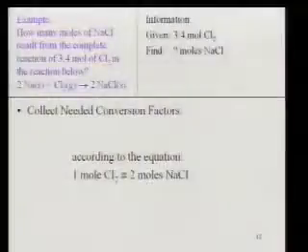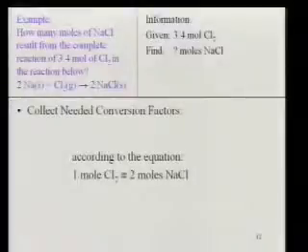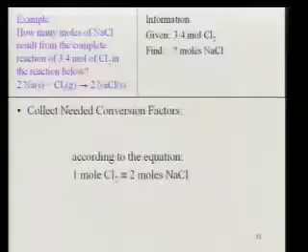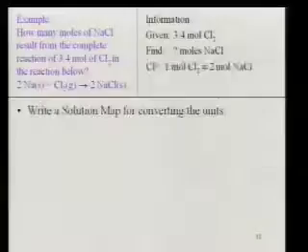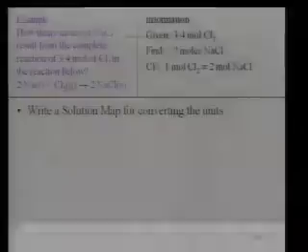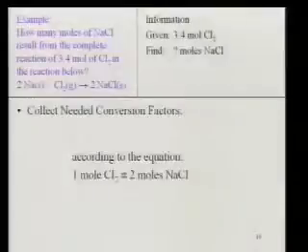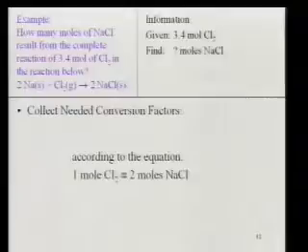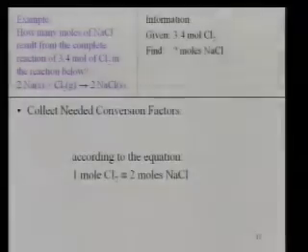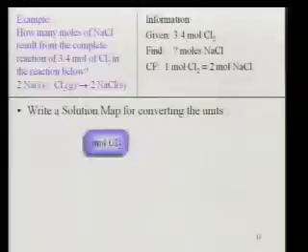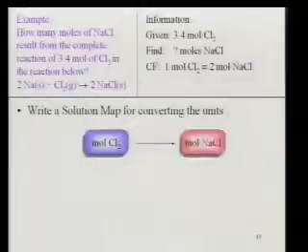I'm given 3.4 moles of chlorine. I want to know if I have that much chlorine, and this is my recipe, how much salt can form from that much chlorine. And I know this, according to my equation, it's a 1 to 2 ratio. I know that for every 1 mole of chlorine that's present, I can form up to 2 moles of sodium chloride. All right, so I'm going to go from moles of chlorine to moles of sodium chloride.